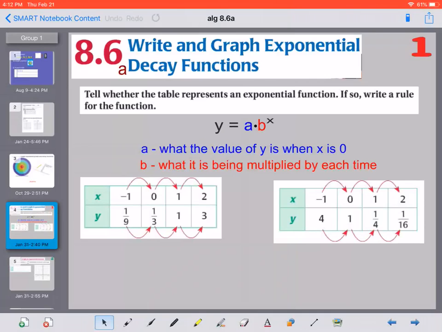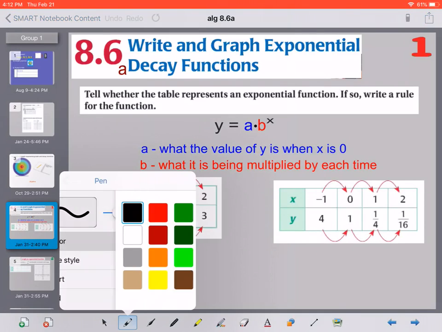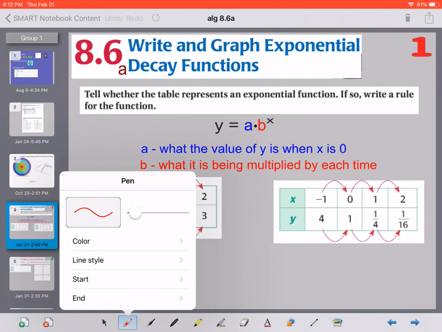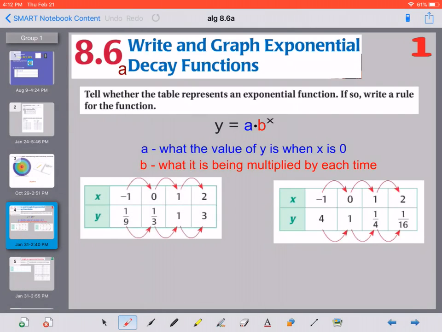So what we need to do first is look at how these numbers are changing. They're changing by adding 1 on the top, which is fine. We want them to be adding something on the top. On the bottom, they need to be multiplying by the same thing every time. So on this one, it looks like we're multiplying by 3 every time. So if we're multiplying by 3 every time, then we know that this is an exponential function.